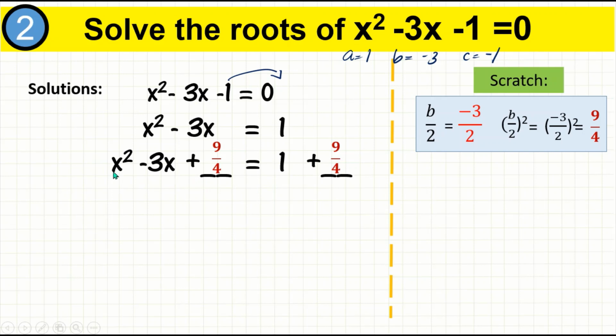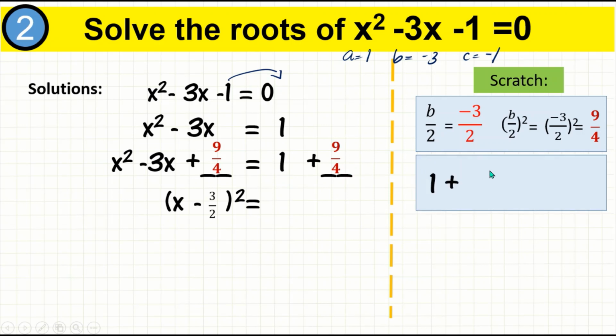Okay, so the next step is to factor the perfect square trinomial in the left side of this equation. So we have x, then blank square. So ilalagay natin yung part na ito para hindi tayo mahirapan sa pagka-factor is yung value ng b over 2. Ang b over 2 natin is negative 3 over 2. So therefore, we will have negative 3 over 2. And then equals 1 plus 9 over 4.